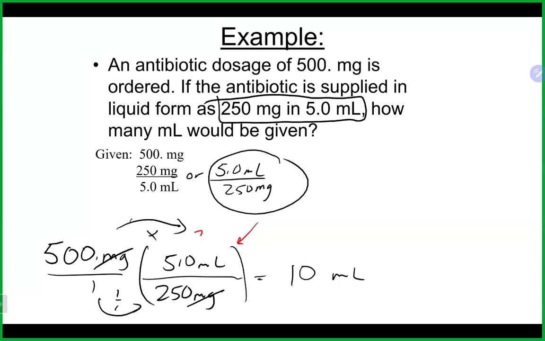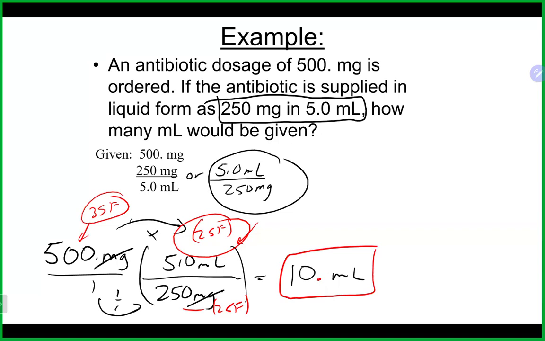So this has 2 significant figures. This has 2 significant figures. This guy's got 3 significant figures. Here, 2 looks like a winner. So we do need to put a decimal, for example. We could also have done scientific notation, 1.0 times 10 to the 1.